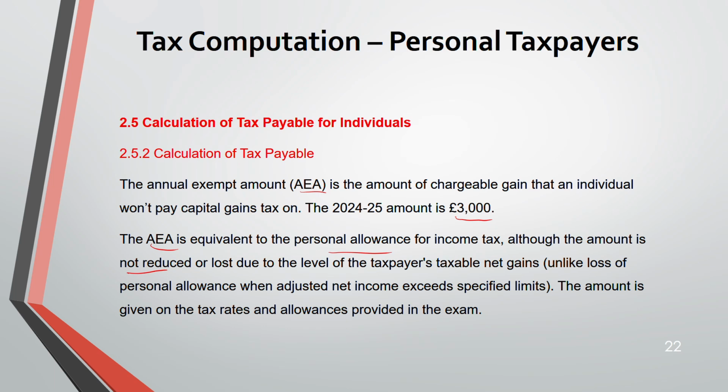Okay. So your net gain could be any amount. Annual exempt amount is always 3,000. And this amount is given in your tax rates and allowance provided in your exam, in case you forgot.